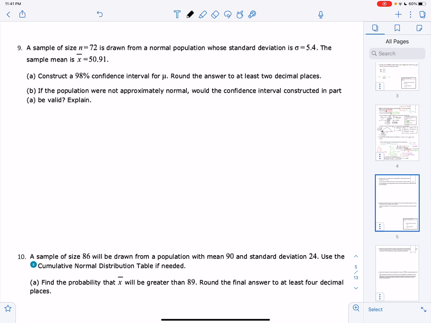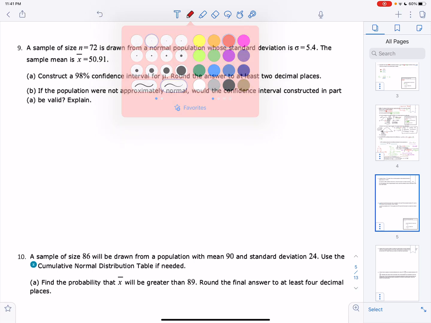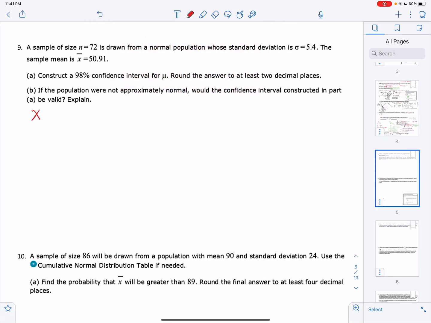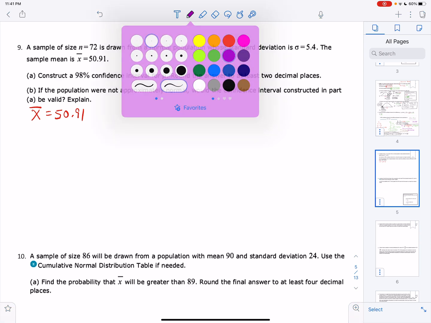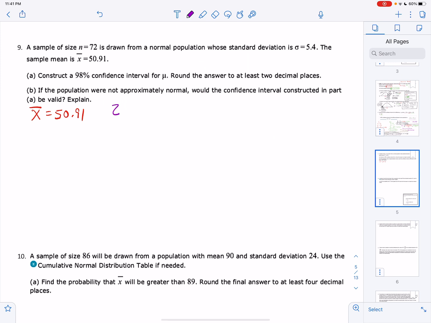All right, number 9, some of the little pieces and parts that we know. I think I'll use a color. We know that our x bar is 50.91. Remember, in our formula, that's going to be our point estimate. Now we also need to know what our critical value is. Remember, we look that up like we did before. z of half of alpha. This is for a confidence level of 98%.